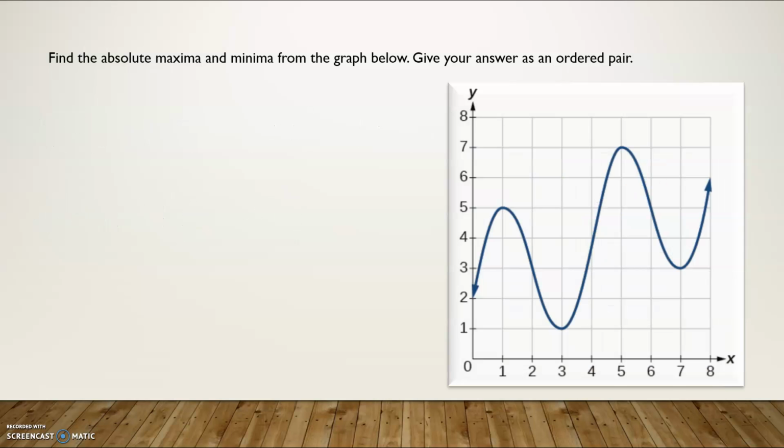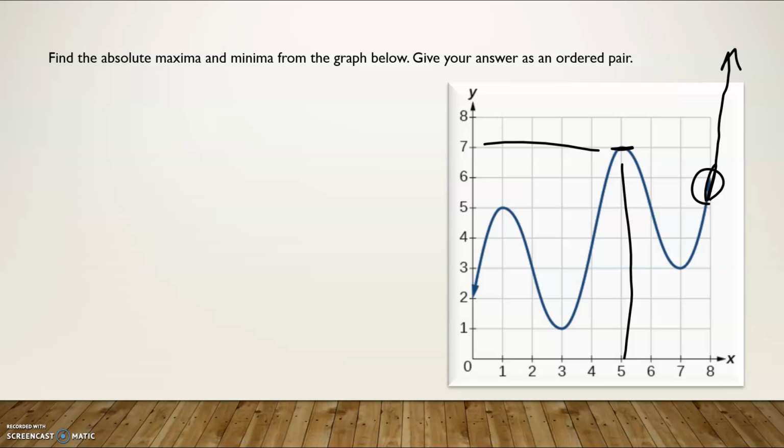Okay, let's keep going. Find the absolute max and min for the graph below. Give your answer as an ordered pair. Now don't look at this one and say, okay, the highest point with what I see on this graph is about right there. So the ordered pair would be 5, 7, because that's not the case. Look at this over here. We've got an arrow that keeps going up, okay? So it will go past that point right there and keep going up forever, okay?